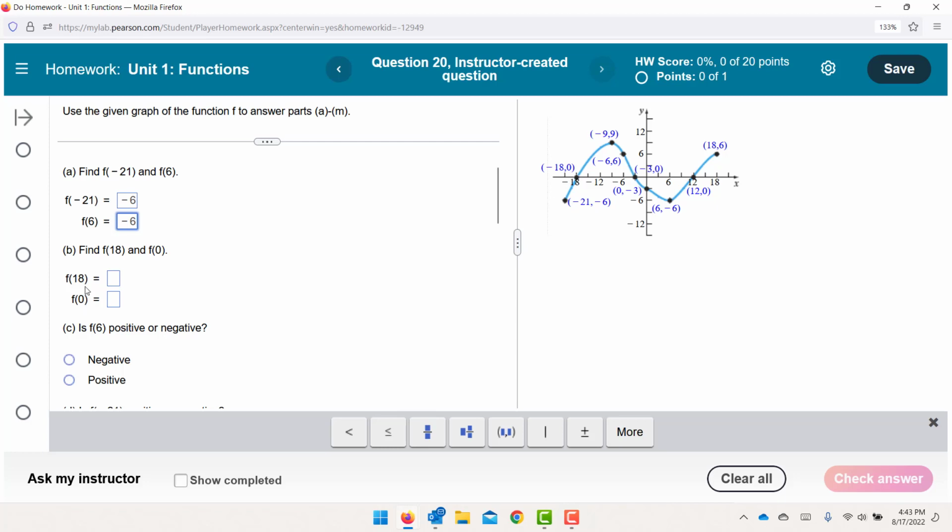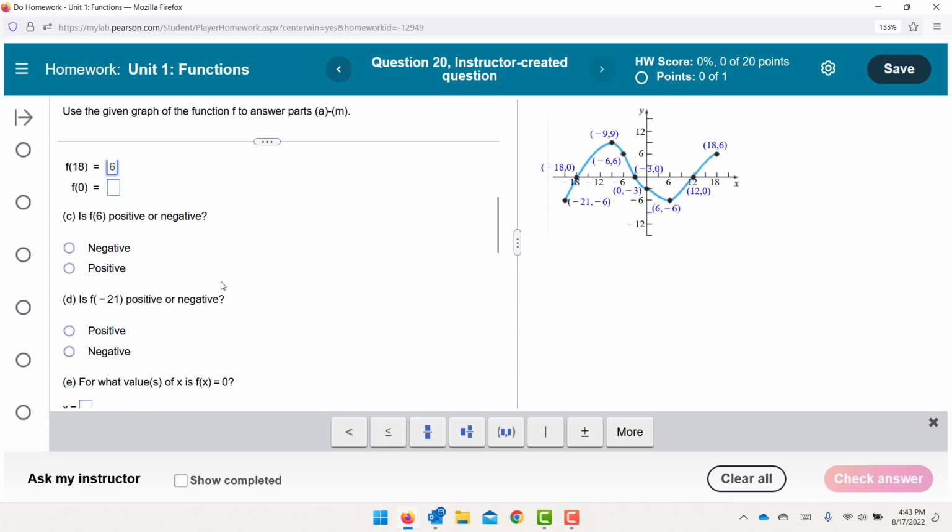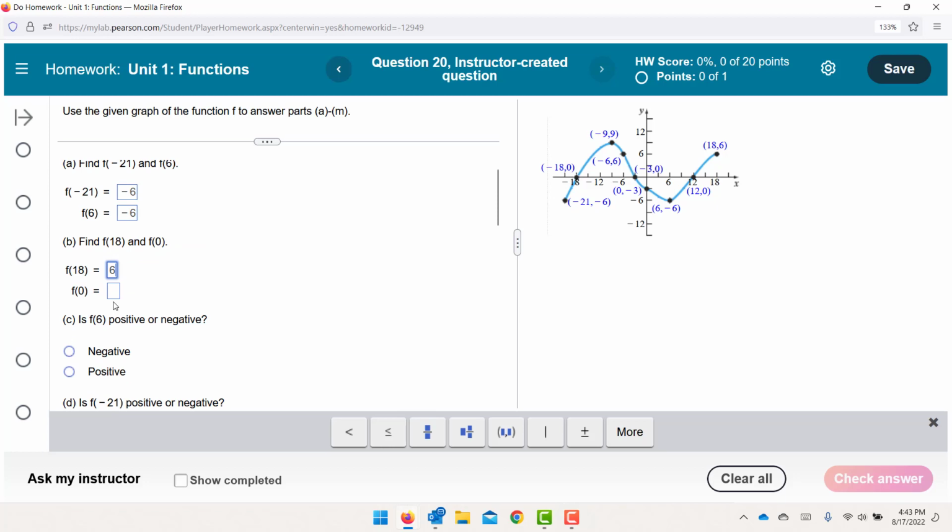Next it says find f of 18. So what is y when x is 18? We have the point 18, 6. So when x is 18, y is 6. And then f of 0, what is y when x is 0? We have the point 0, -3. So when x is 0, y is -3.